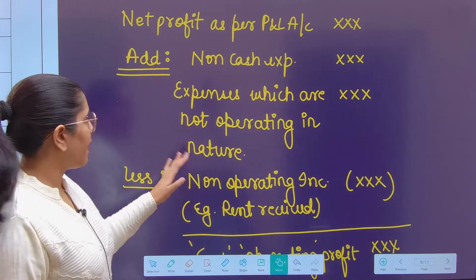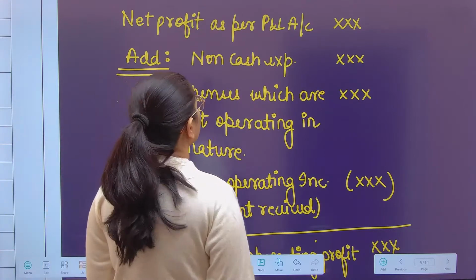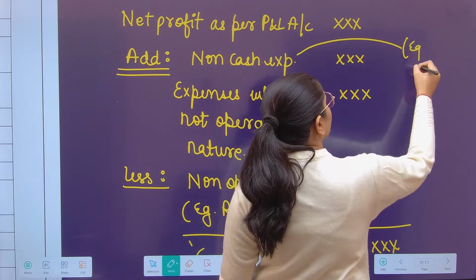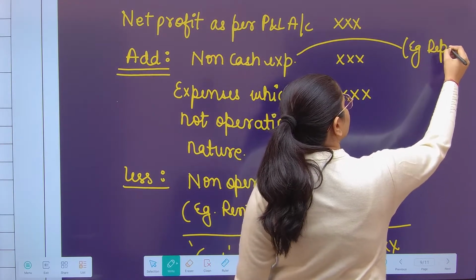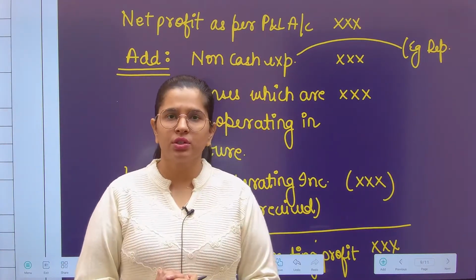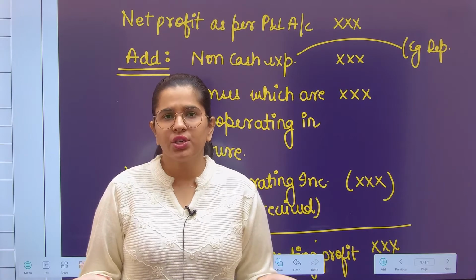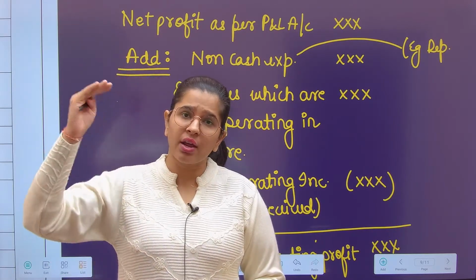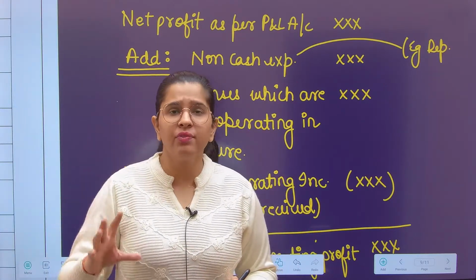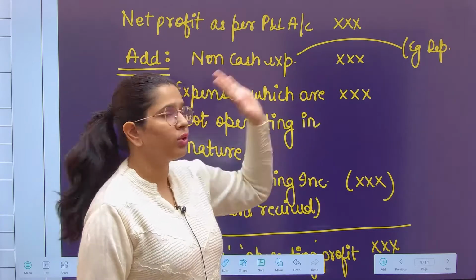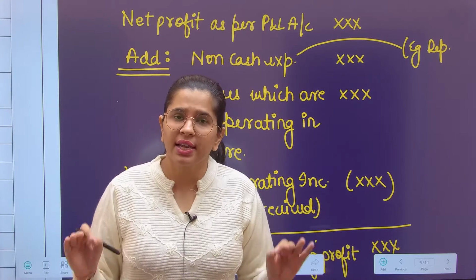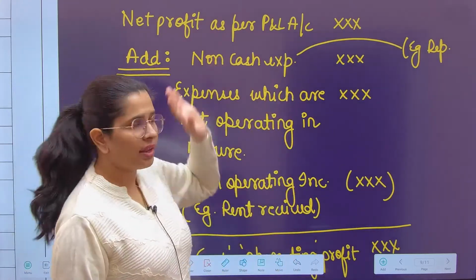Like suppose I am giving you an example over here. Non-cash expense, example, depreciation. So tell me, have you incurred anything in cash? No. Depreciation is just what we have incurred earlier. Now we are amortizing it over the years. In the current year, there has been nothing which went out of my pocket on account of depreciation. Right? No expense has been done in cash. So why should I deduct it?